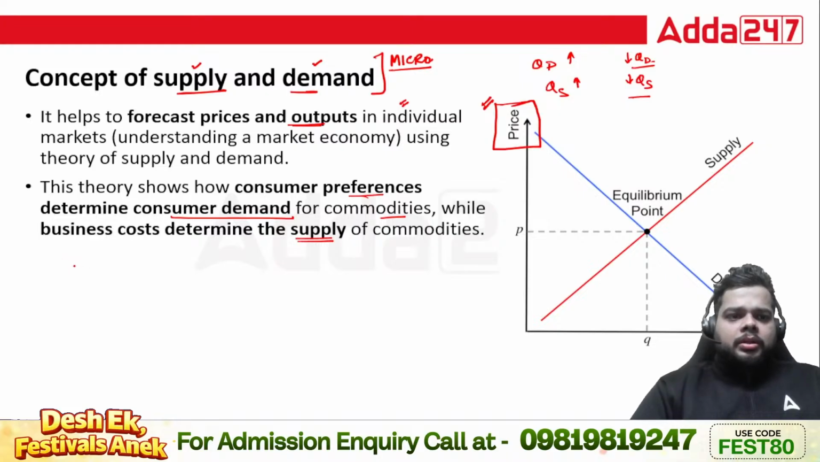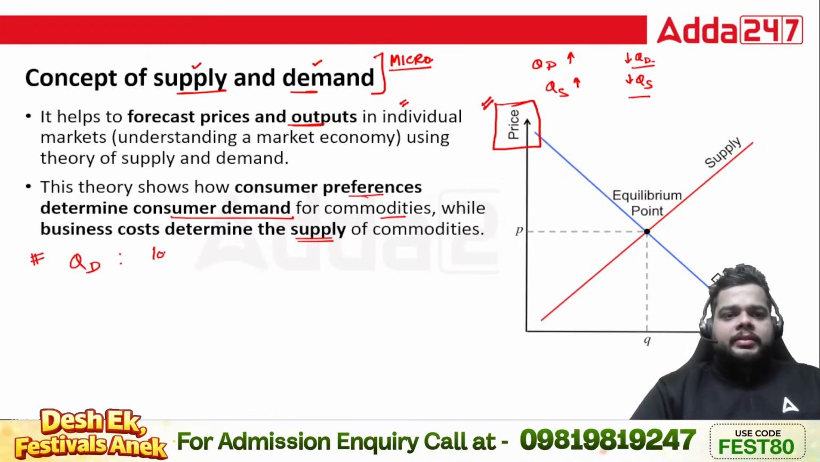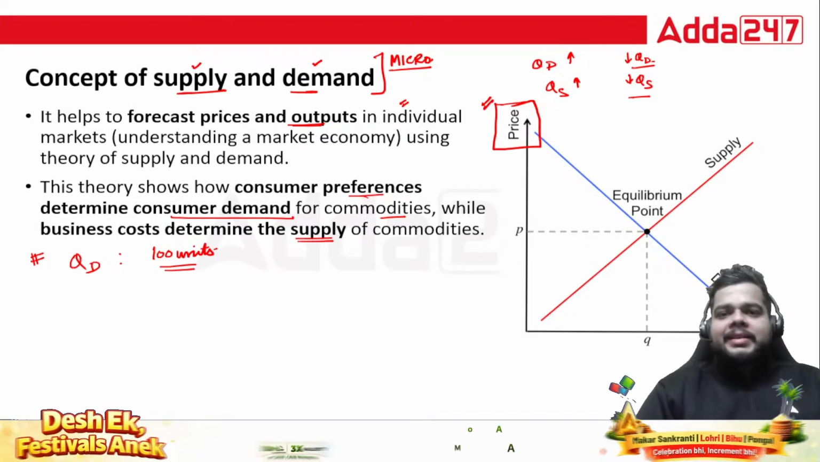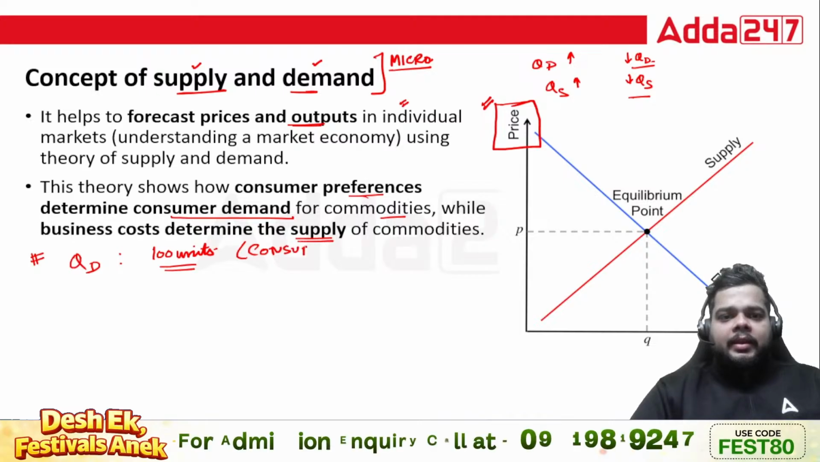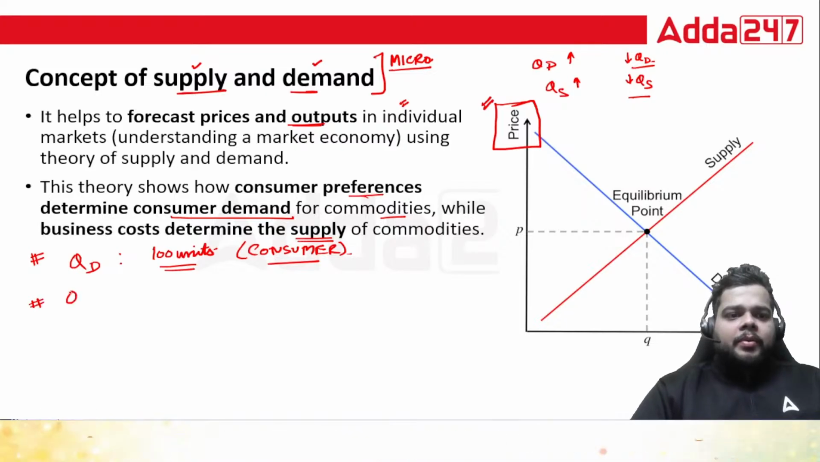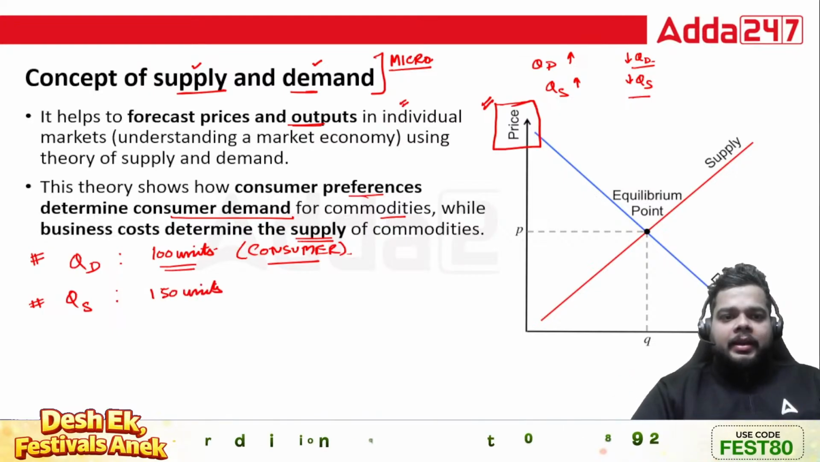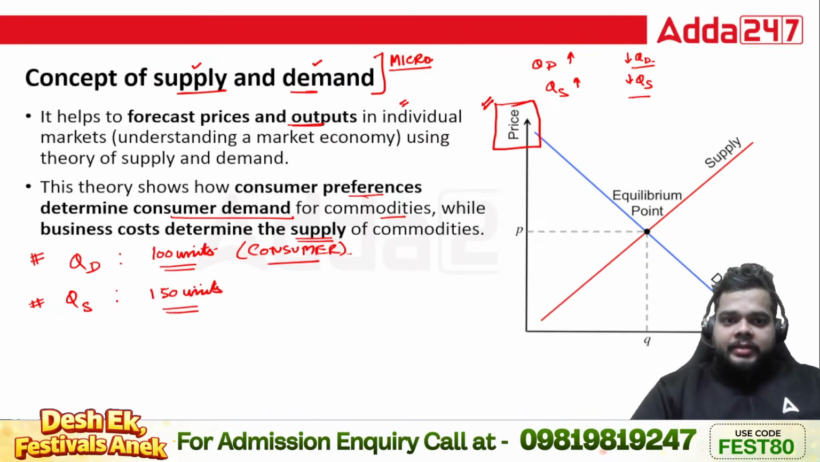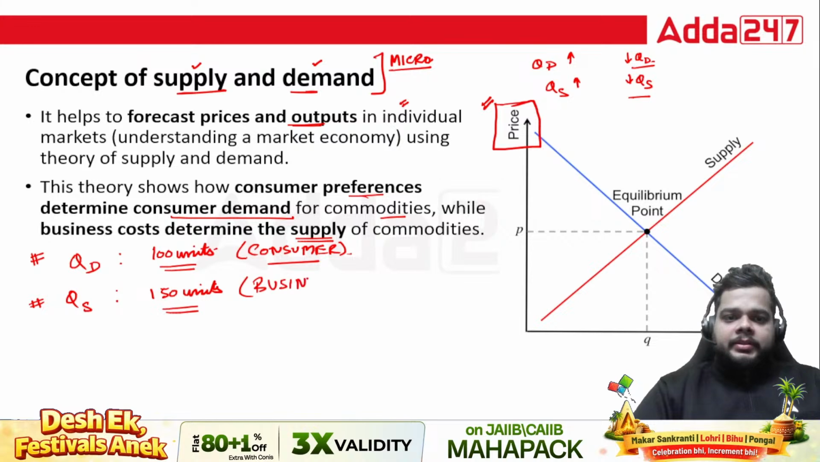Now, when we talk about the quantity demanded, who will demand a certain quantity? Let's suppose 100 units is the quantity demanded in the market. Who will initiate this demand? It's very much obvious that the demand will be there from the consumer's end. Similarly, when I talk about the quantity supplied, let's suppose 150 units are to be supplied in the market. Who will be supplying these units? It will be supplied by the suppliers, or for that matter, business firms.